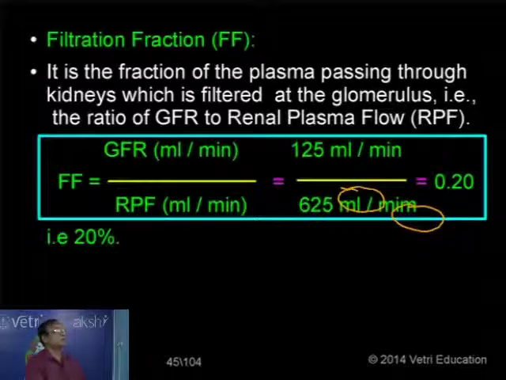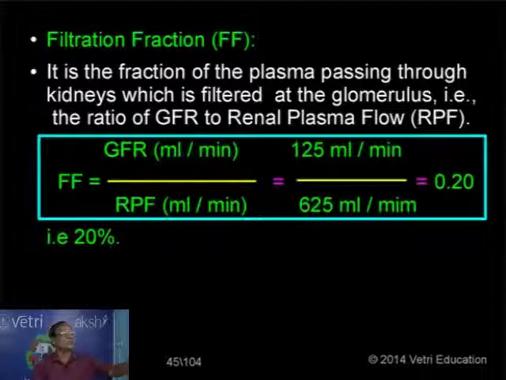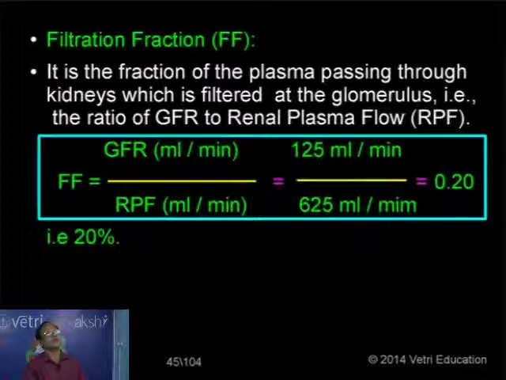It is the fraction of the plasma passing through the kidneys which is filtered in the glomerulus. That is the ratio of the glomerular filtration rate to renal plasma flow. So FF is equal to GFR divided by renal plasma flow. We already saw the renal plasma flow is about 625 ml per minute, the amount of plasma that reaches the kidney. And the GFR, the amount of filtrate produced per minute, is 125 ml. So 125 by 625 is equivalent to 0.20 or 20%. So filtration fraction in a normal healthy individual is about 20%.